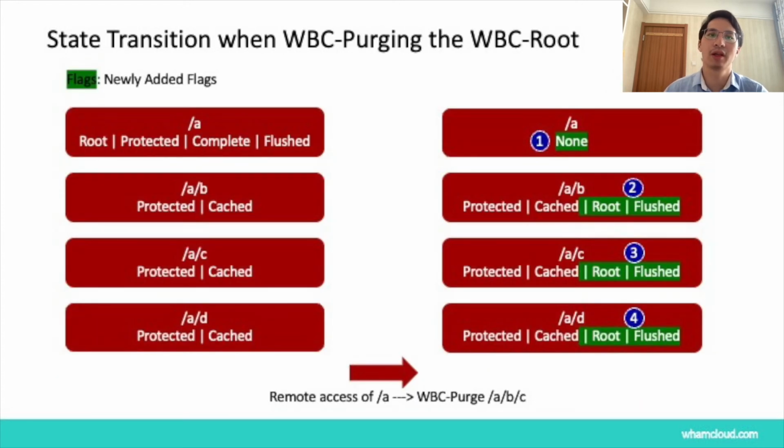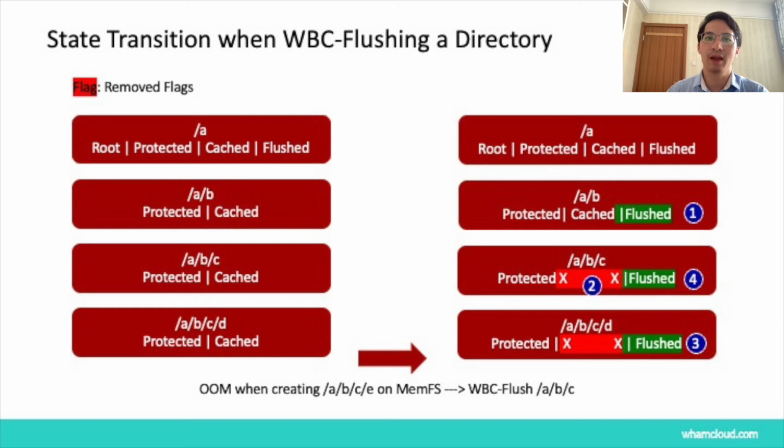This diagram gives an example of how state flags change when purging the writeback cache root. As we can see, the root of the cache tree changed to a normal Lustre directory, and the directory of the former root becomes the new root. And that's simple.